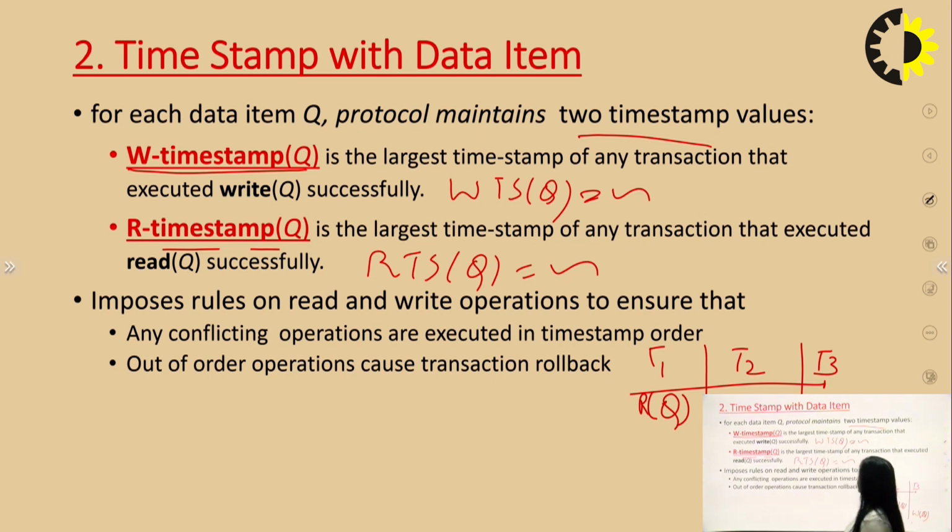The protocol imposes rules on read and write operations to ensure that any conflicting operations are executed in timestamp order. If there is any conflict, we have to resolve it depending upon their timestamps. Out of order operations cause transaction rollback. If some transaction comes out of order, then we need to roll back that transaction, abort it, and re-enter the transaction into the system.